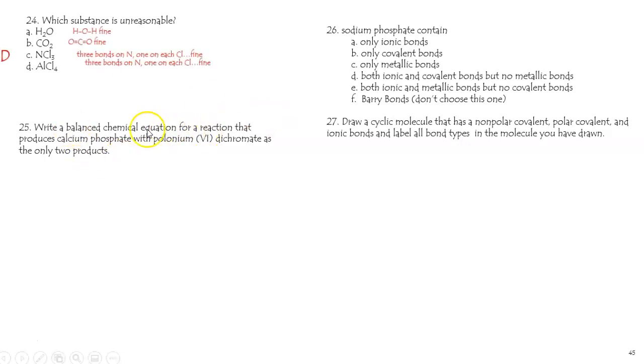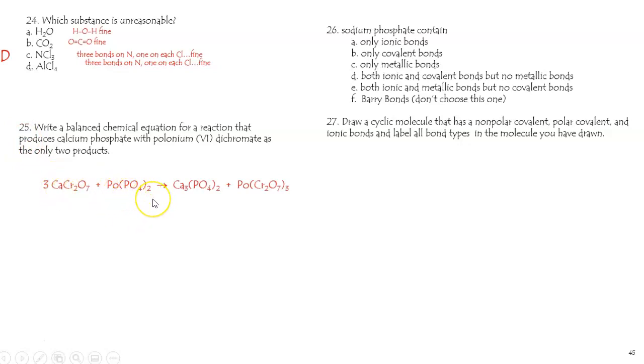25. Write a balanced chemical equation for a reaction that produces calcium phosphate and polonium 6 dichromate, which is probably a made-up substance, but it's good for practice. I guess you must have started with calcium dichromate and polonium phosphate. So let's do that. Calcium dichromate, CaCr2O7, plus 2 offsets the minus 2, looks good.